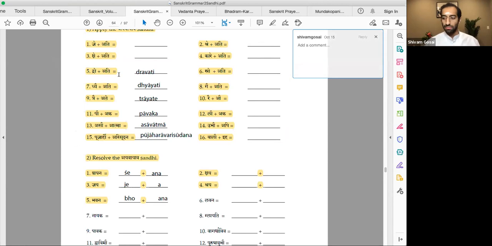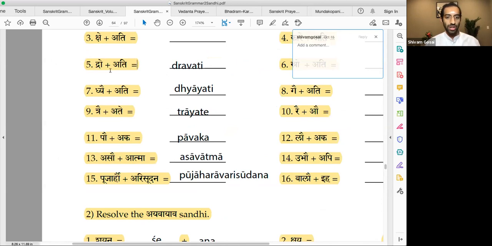So we have O plus akara, right? So when I have O, on the chart, O is one of the diphthongs. We have O on the left side, and akara on the right side. When that's the case, we have ayavayava sandhi. And what replaces O is av. So the only option we have is drav and then ati.